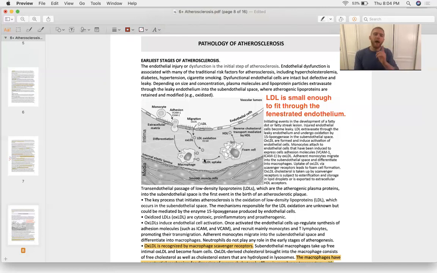And the reason why LDL gets into the tunica intima is because LDL is small enough to fit into the gap junctions between cells in this fenestrated endothelium. And the reason why LDL is your worst cholesterol, I mean the most despicable cholesterol, why is it not VLDL? Why is it not IDL? Why is it not chylomicrons?